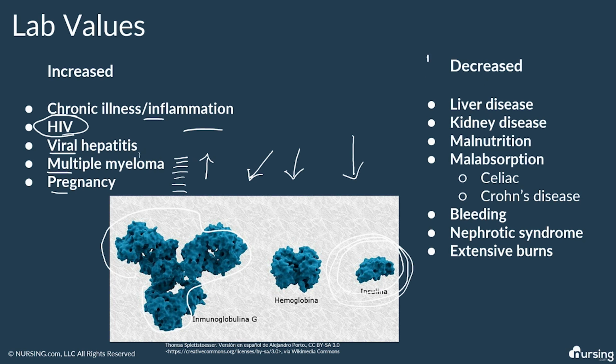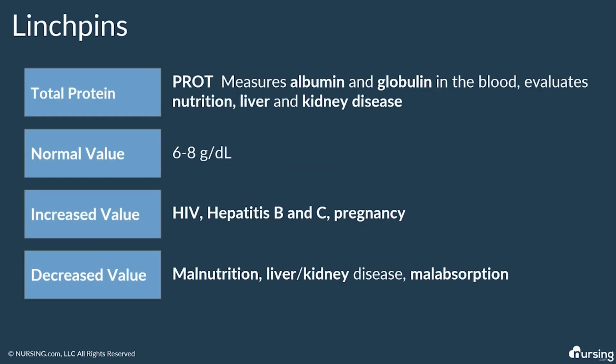Well, protein levels will be decreased in the case of liver disease, kidney disease, malnutrition, or malabsorption, like we see with autoimmune disorders like celiac and Crohn's. They could also be decreased in bleeding, nephrotic syndrome, and in the case of extensive burns where there's lots of tissue damage.